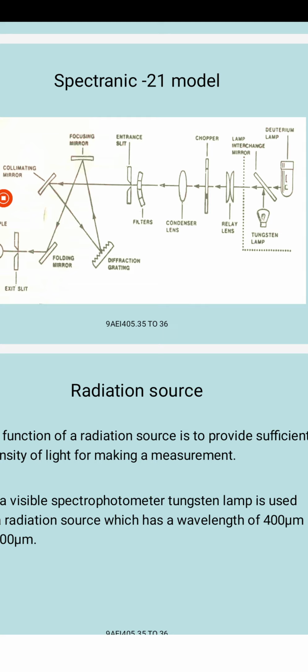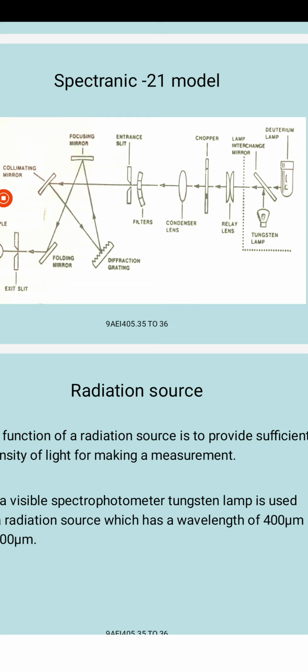Then filters. The filters are used to select the required radiation of energy and passing on to the entrance slit. The entrance slit provides a narrow band of radiant energy. And focusing on to the collimating mirror, which collects this electromagnetic energy and reflects onto the diffraction grating. The diffraction grating provides different wavelengths of radiant energy.